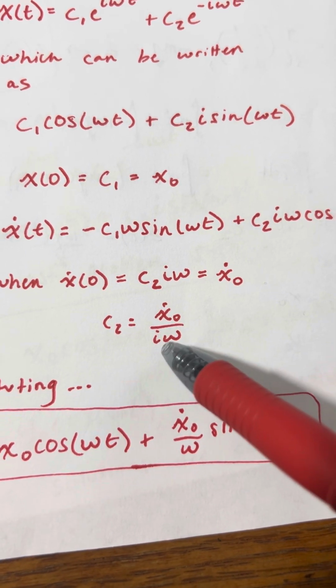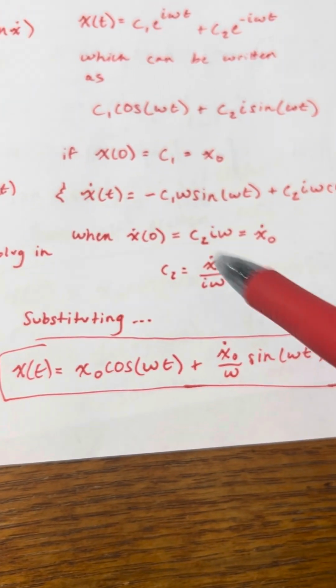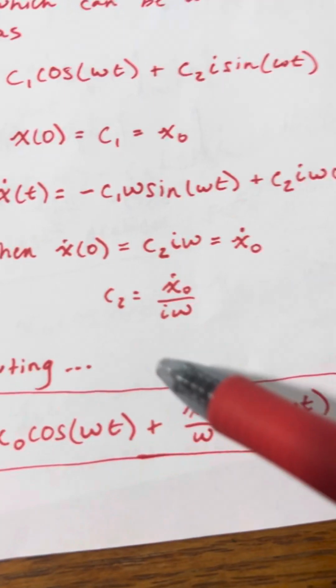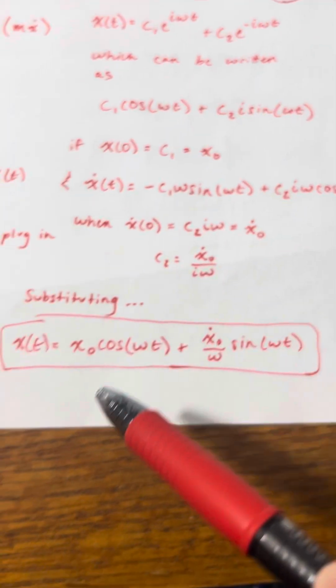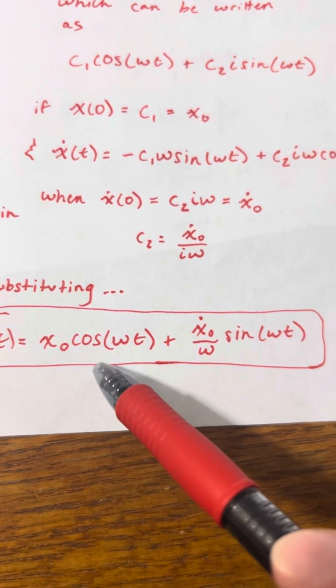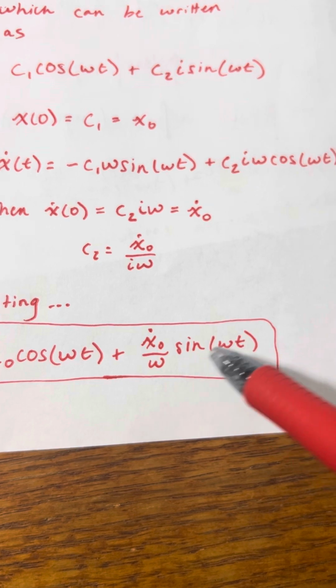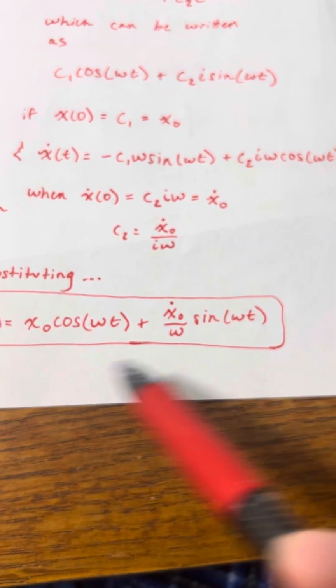And so going ahead and solving here, we'll find that c2 is equal to x naught dot over i omega. And if you plug in those constants, you'll see that the i will cancel when you plug in c2, and we're left with x of t is equal to x naught cosine omega t plus x dot naught over omega times sine omega t. And that is it.